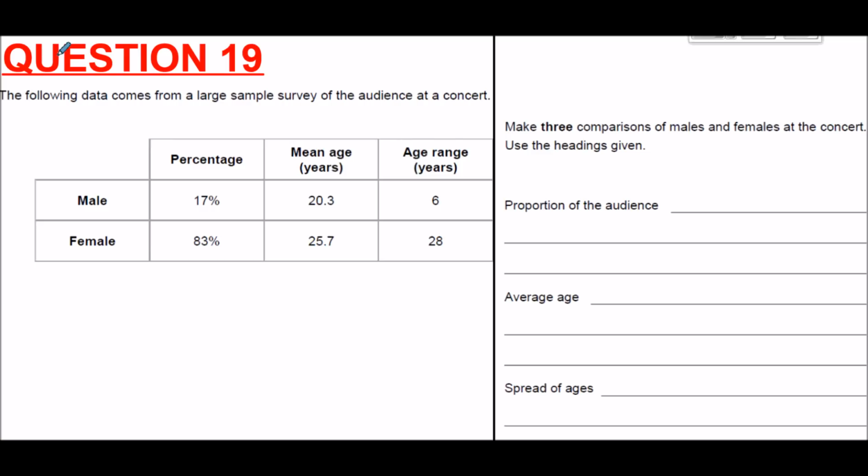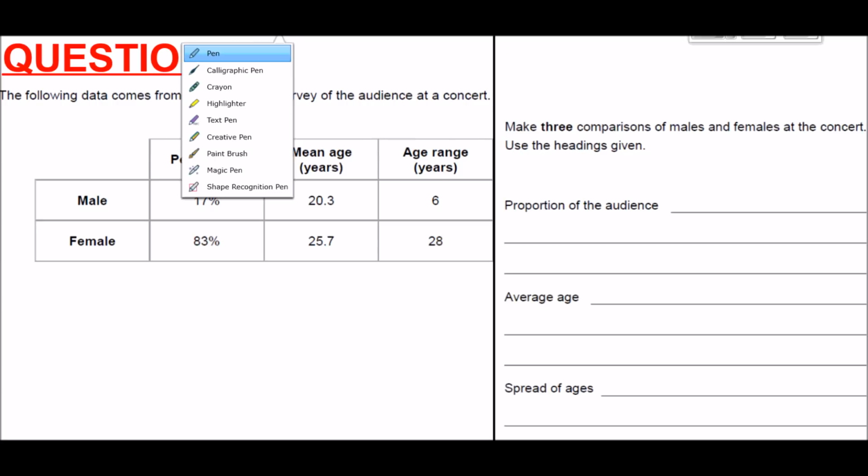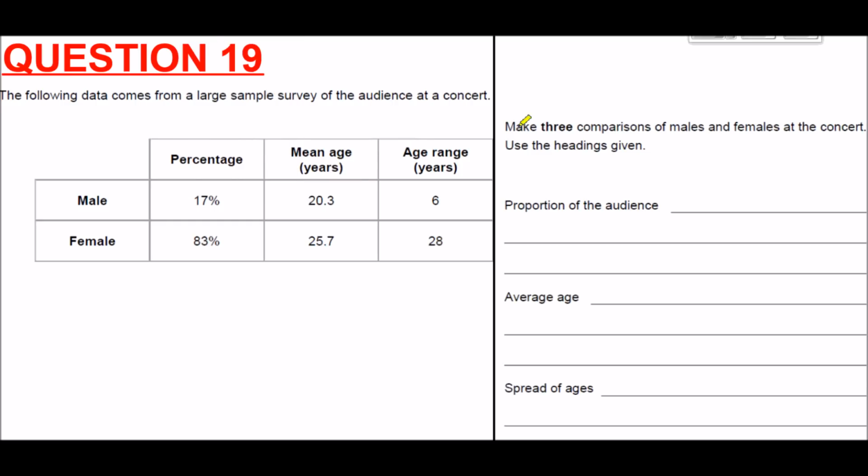Question 19, we've got some data from a large sample survey of audience at a concert. We need to make 3 comparisons of males and females at the concert. And it says here to use the headings given. So be careful to read the question carefully. Use the headings given. The headings are these things here I'm going to circle. These are the headings.